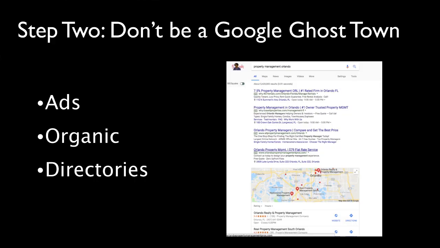Below that, you might see other directories, and we'll talk about that in just a second, but your Google local listing is critical. Look at that. If somebody's doing a search for property management in your city, right below the ads are the local listings.